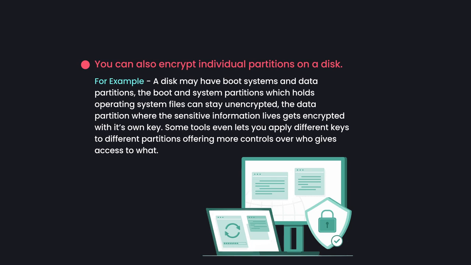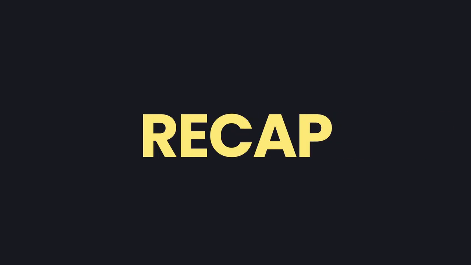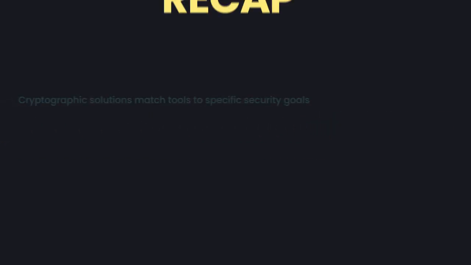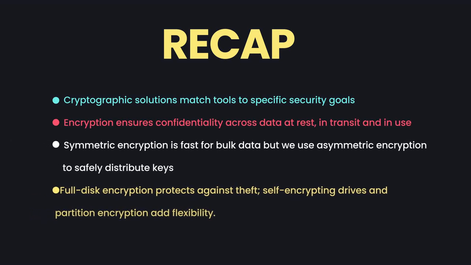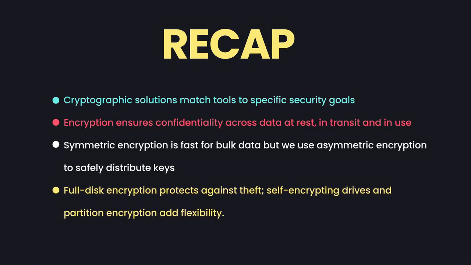Alright, that's all for now. Here's a recap of what we learned. Cryptographic solutions match tools to specific security goals. Encryption ensures confidentiality across data at rest, in transit, and in use. Symmetric encryption is fast for bulk data, but we use asymmetric encryption to safely distribute keys. And lastly, full disk encryption protects against theft. Self-encrypting drives and partition encryption add flexibility.